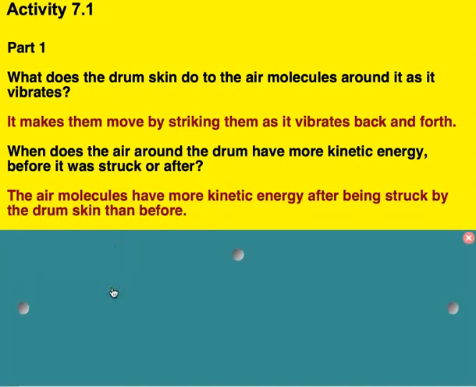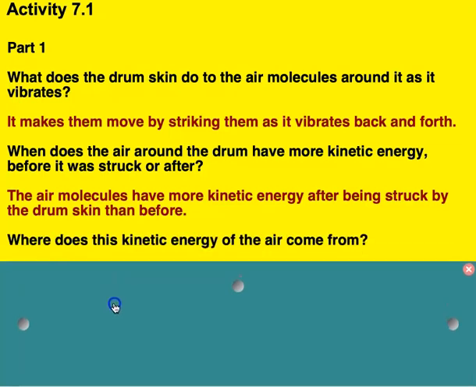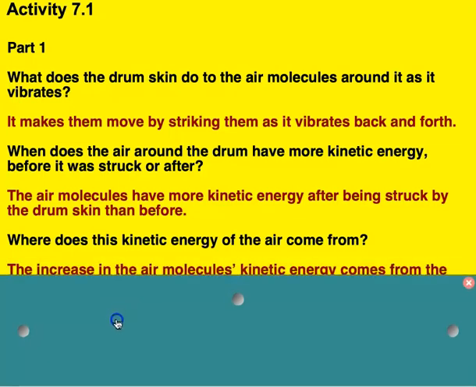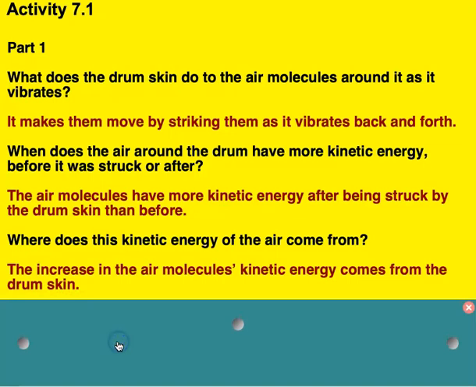It's not going to have any KE if you're not striking the drum at all. So the air molecules have more KE after being struck by the drum skin than before. And where does this kinetic energy of the air come from? Well, the kinetic energy of the air was transferred to the air from the drum. So the increase in the air molecules' kinetic energy comes from the drum skin.